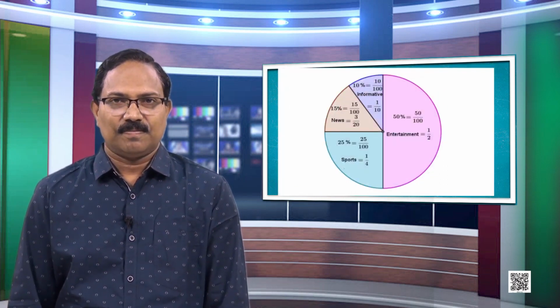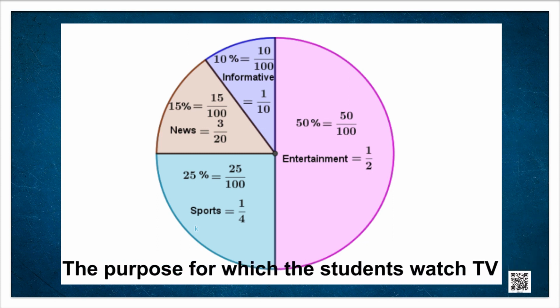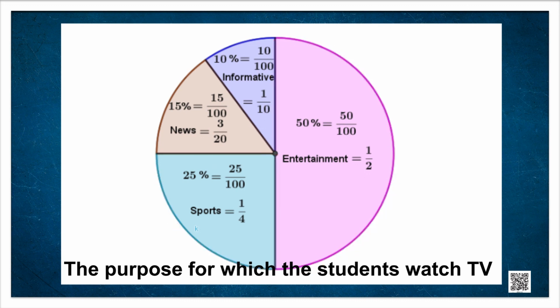Look into this pie chart. The pie chart shows the purpose of watching TV by students. 50% of students have reported they are watching the TV for entertainment. 25% of the students reported that they are watching the TV for sports. 15% of the students told they are watching the TV for news. 10% of the students reported that they are watching the TV for information.